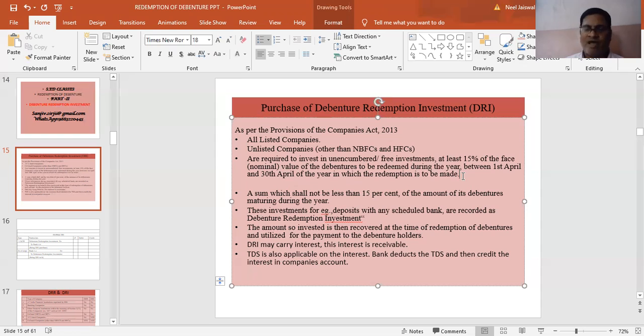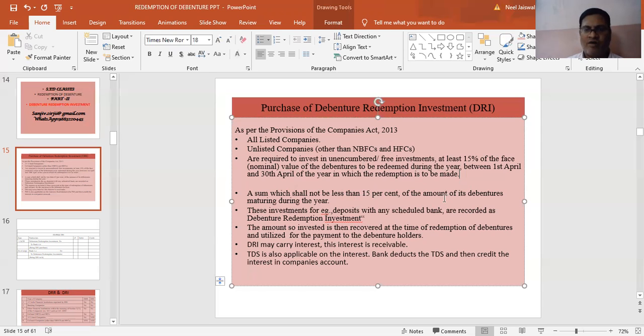How much do they have to invest for the debenture redemption? They have to invest 15% of the face value of the debentures which they are redeeming in that particular year. As we have only the lump sum redemption of debentures, whatever debentures a company is redeeming, 15% of that value has to be held as debenture redemption investment. Not for all companies, only for listed and unlisted companies that are not financial companies. Remember that.